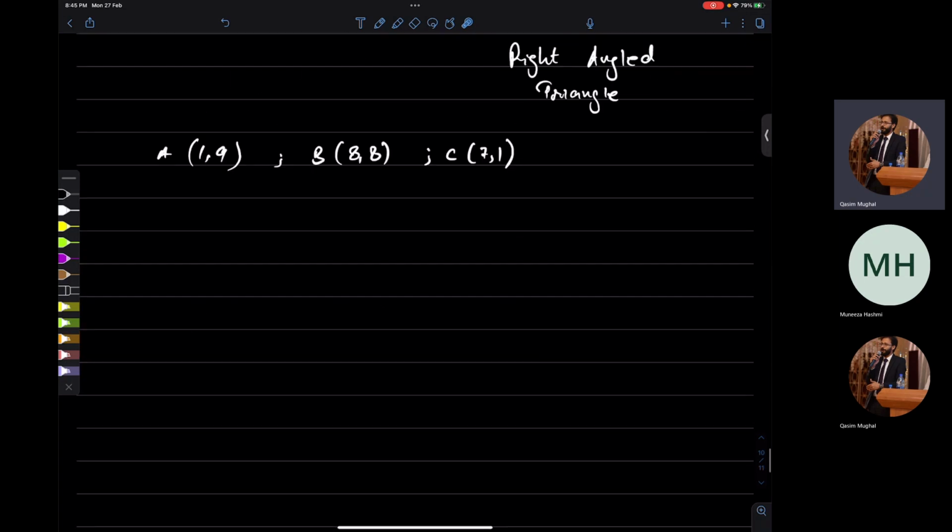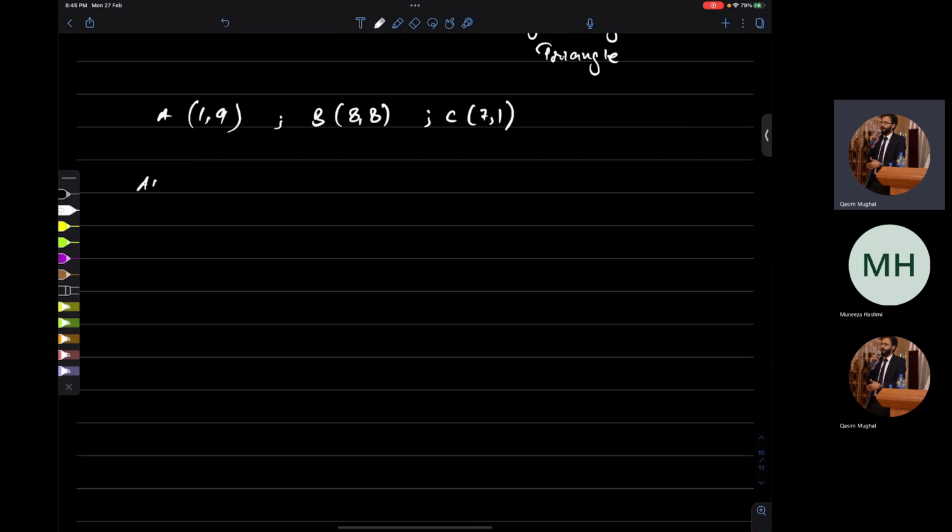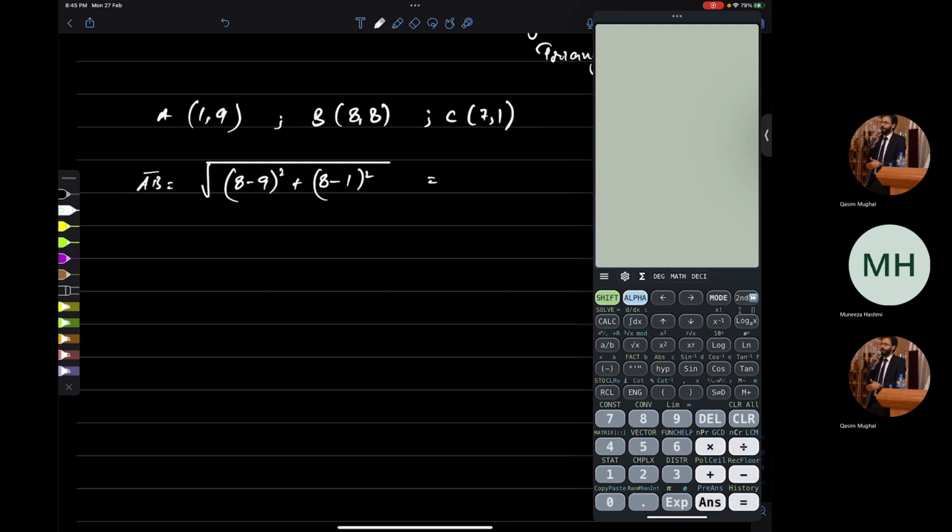Now I'm going to apply this property here. So let's just find out AB. The distance AB is going to be root of 8 minus 9 whole squared plus 8 minus 1 whole squared. So if I work this out, that is going to give me root of 1 squared plus 7 squared. And I'll leave it in surd form, which is 5 root 2.